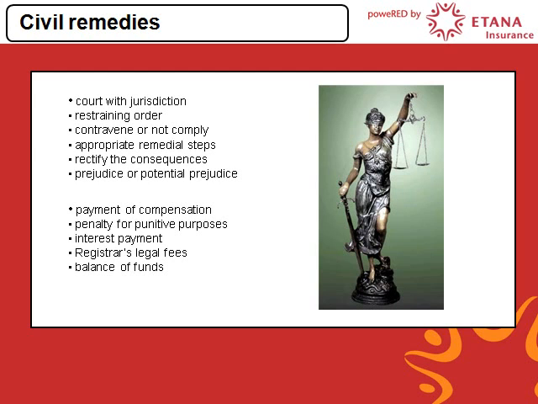The registrar may approach any court with jurisdiction for a restraining order against a person if the registrar has reason to believe a person has or is going to contravene or not comply with any provision of the FAIS Act. The court may also order that person to take appropriate remedial steps to rectify the consequences of the actions or omissions, including any prejudice or potential prejudice to clients.